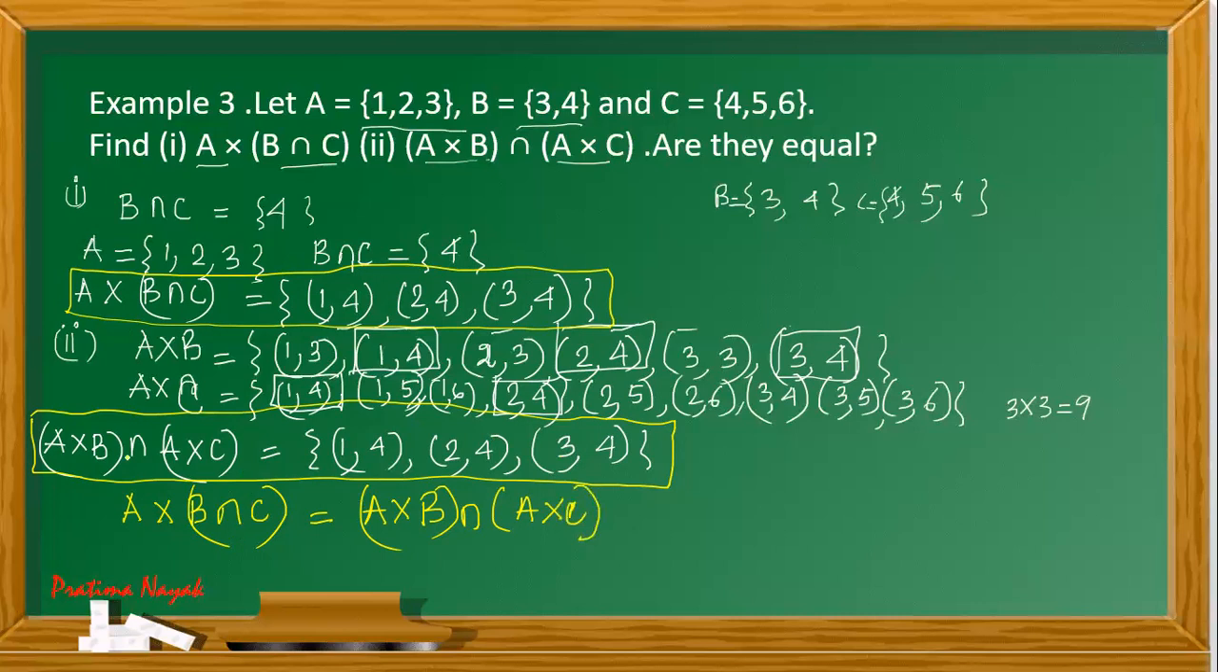In the same way, you can develop the concept for union. What is it? A product (B union C) will be equal to (A product B) union (A product C). So this will be distribution of product over union.